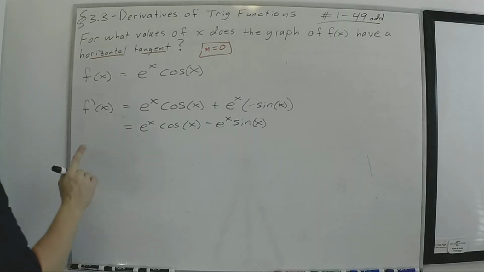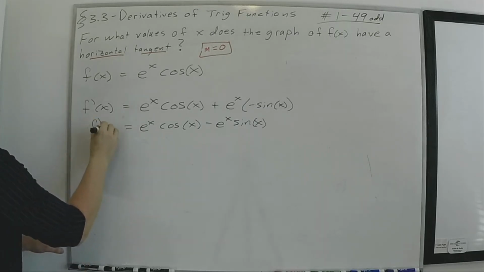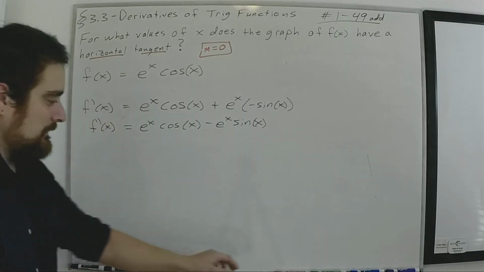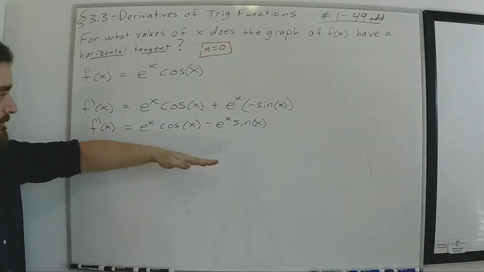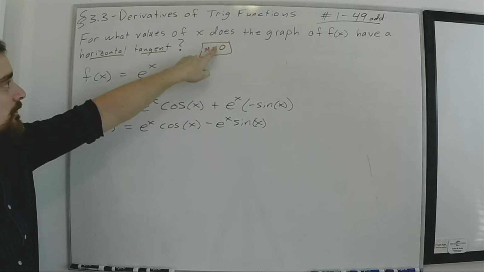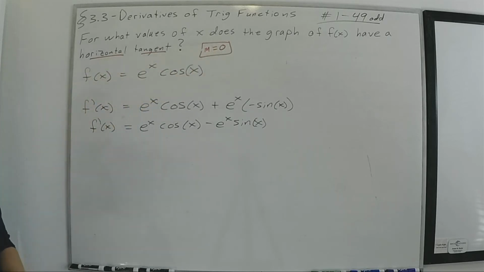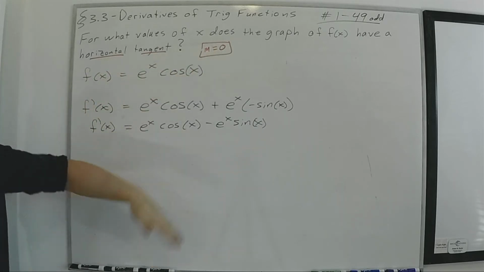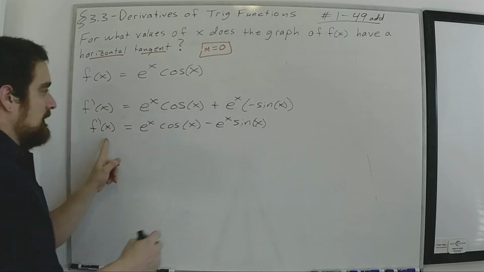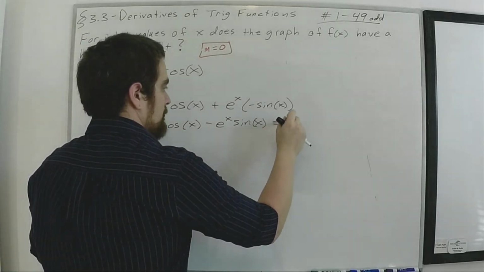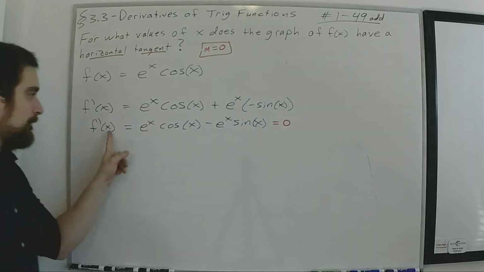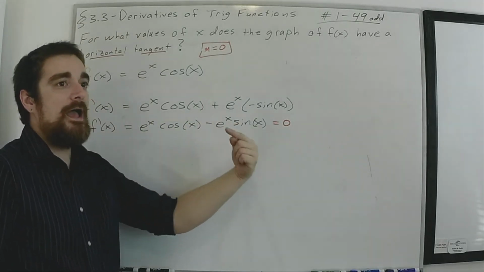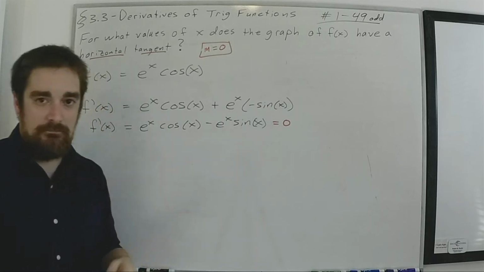Now my goal here is to take this f prime of x. This derivative tells me the rate of change. I want my rate of change to be 0 because I want to identify horizontal tangents, no other tangents, which means I need to set this derivative equal to 0. I need to force my derivative to be 0, and I have to find the x values that make that happen.